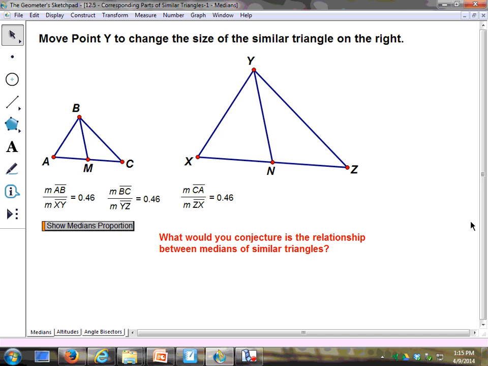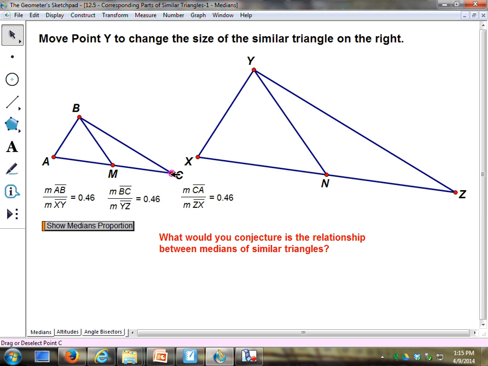What you guys will be observing is the relationship between the sides of similar triangles and the parts we just mentioned: median, altitude, angle bisector. So I want you guys to take a look at the one I have on the board right now. It's the medians. You can manipulate it.